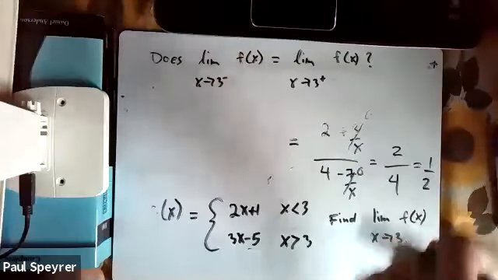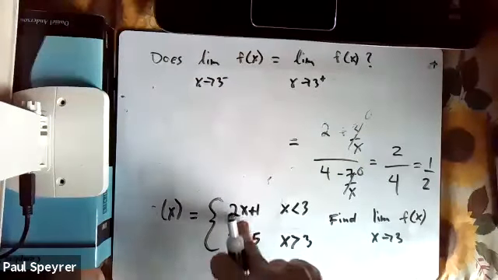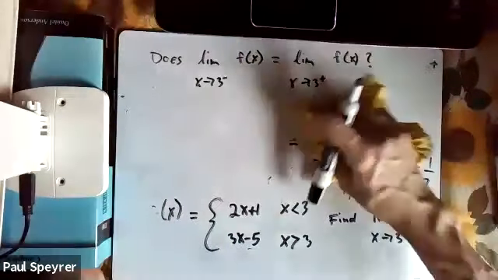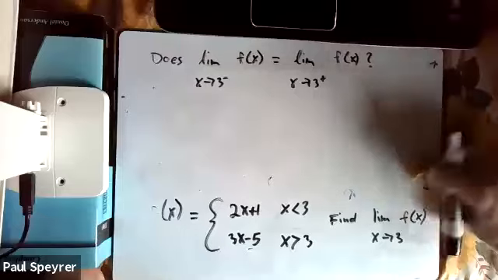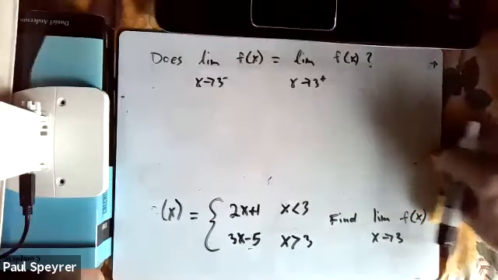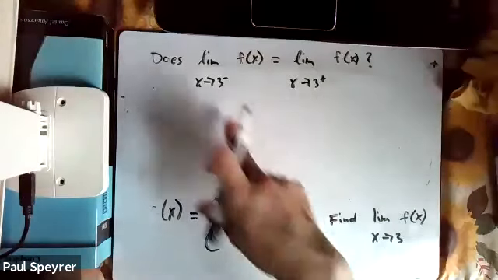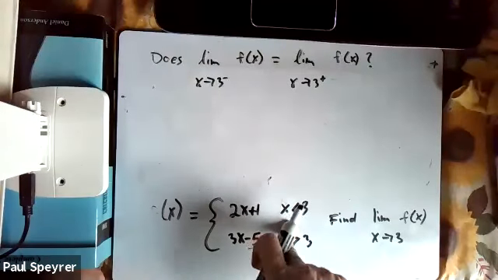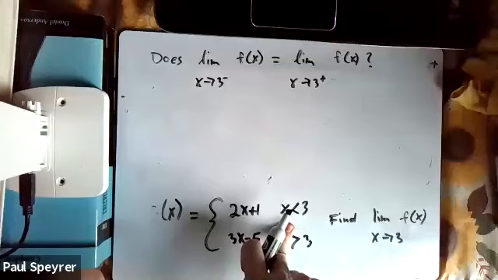But instead of making a t-table, we're going to plug 3 into both of these equations, and we just want to see: do we get the same y value? It's just yes or no. If yes, what is it? If not, then we say the limit doesn't exist. So 3 from the left means we have to use this one, because this domain restriction says x less than 3.